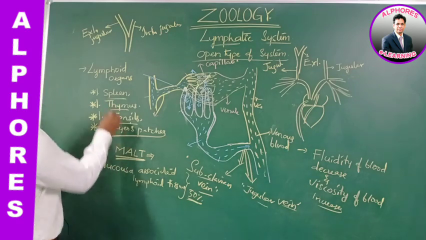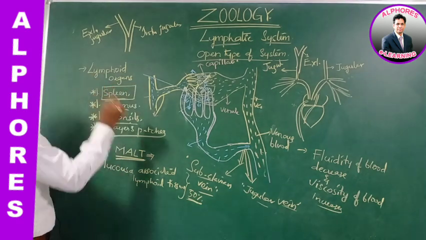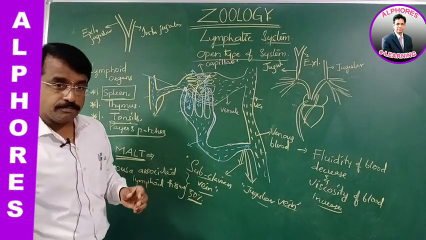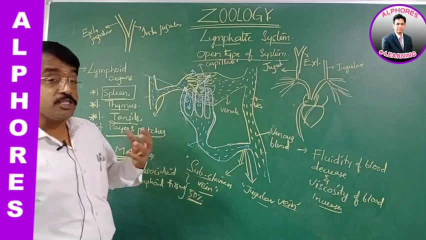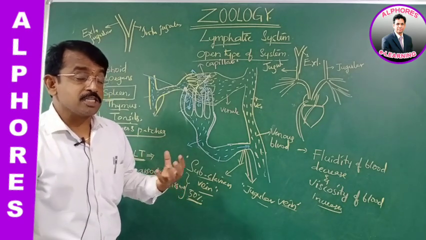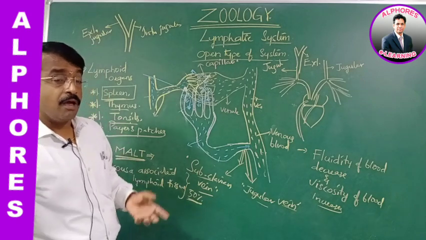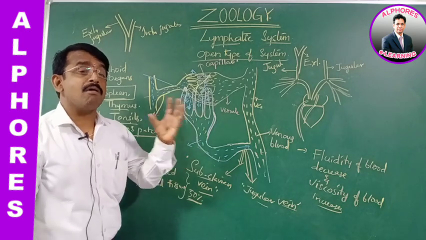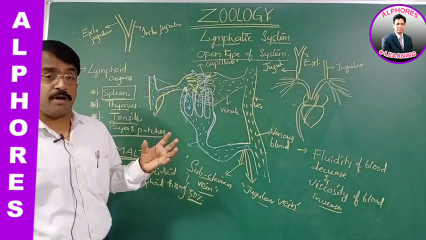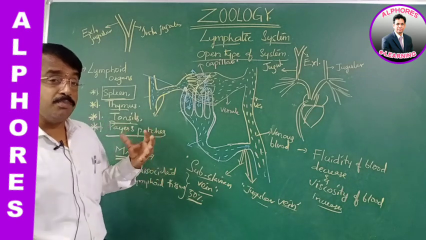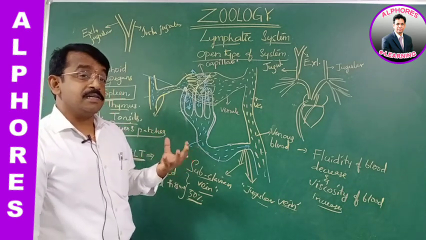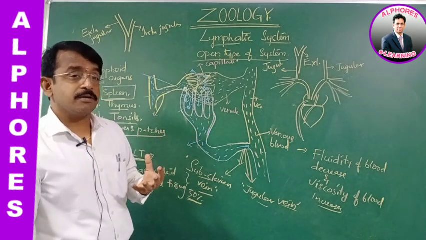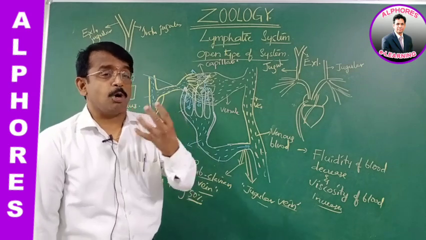In this connection, the point to remember: the spleen is said to be the largest lymphoid organ. It is also considered to be the reservoir of RBCs. The spleen traps the blood-borne antigen and makes it available to the immune cells, the lymphocytes. This is how the lymphocytes mature.